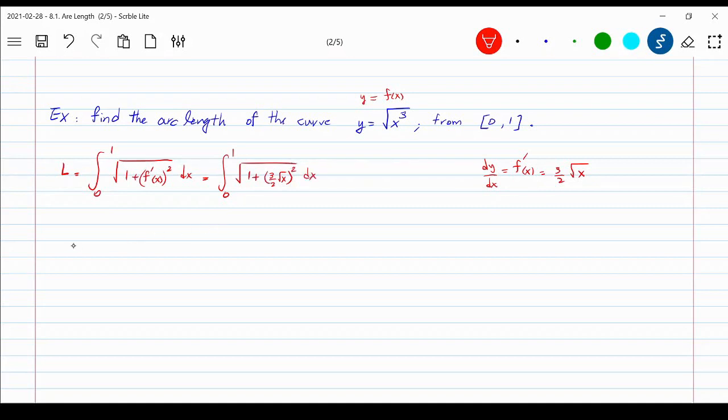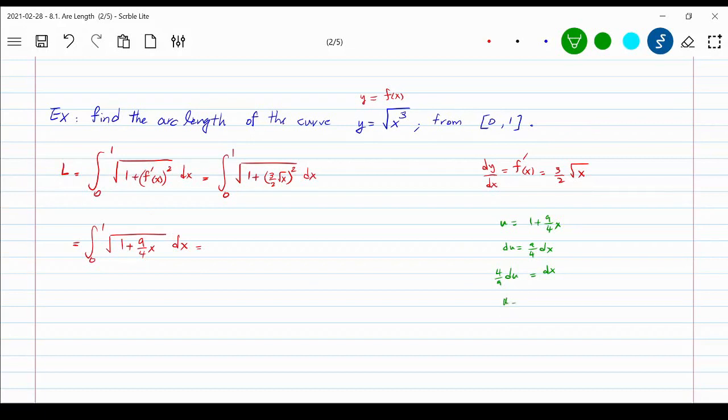Can simplify this a bit. Becomes the integral from 0 to 1 of the square root of 1 plus 9 over 4 x, since the square root and square cancel out, dx. And now the question becomes, how do you integrate this? And simply you can use substitution. Say u equals 1 plus 9 over 4 x, then du equals 9 over 4 dx, and therefore dx equals 4 over 9 du.